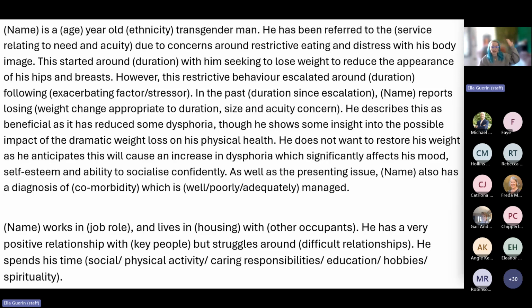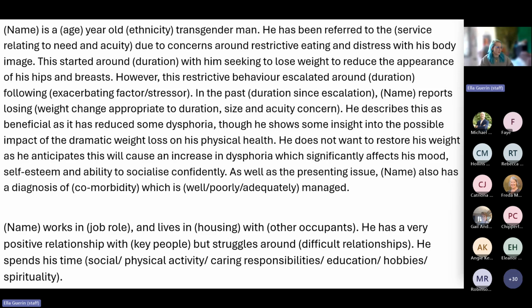So that's all the clinical stuff, and then thinking about the social parts. Sam studies as a medical student and lives in student housing with other postgraduate students. He has a very positive relationship with most of his housemates and a good relationship with his parents, but he struggles around their expectations to take care of them as he develops in age and in his medical career.